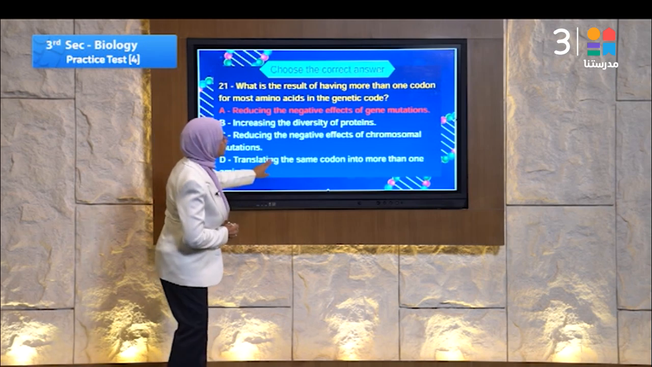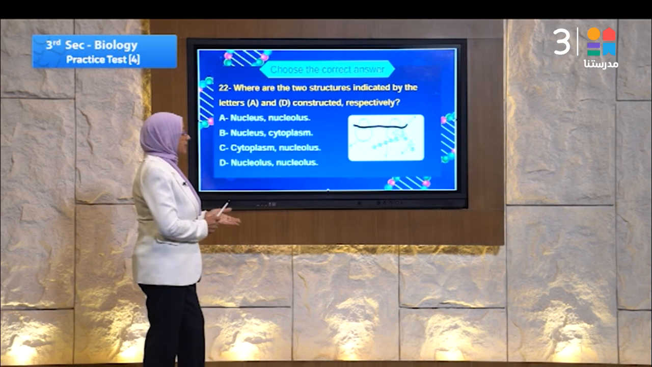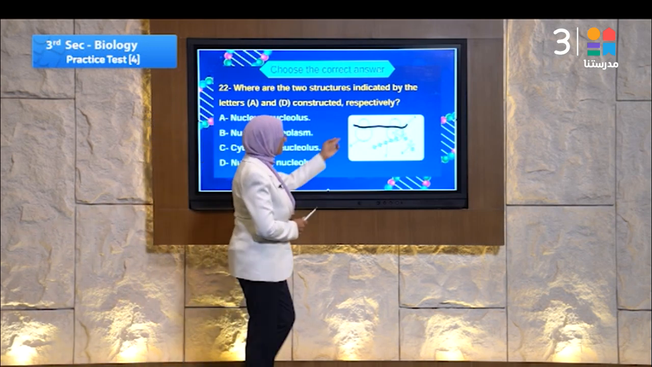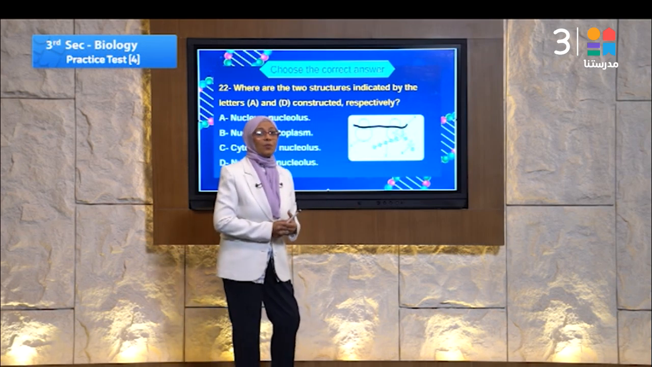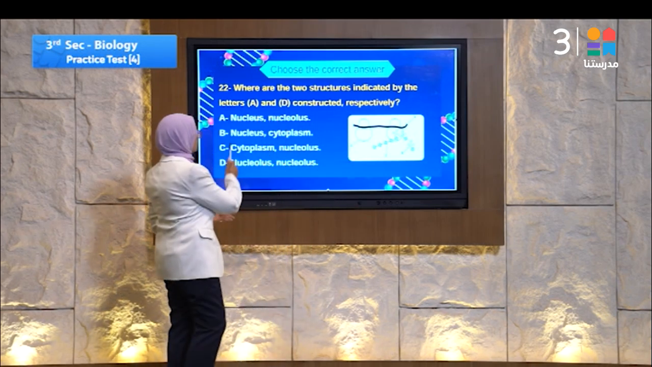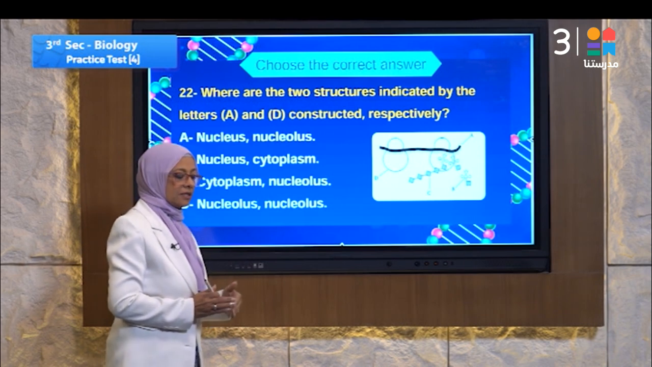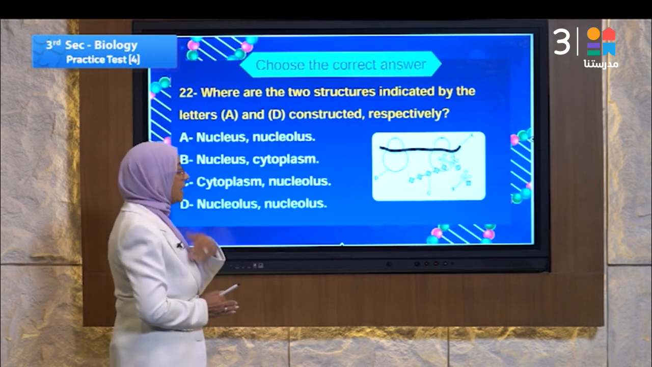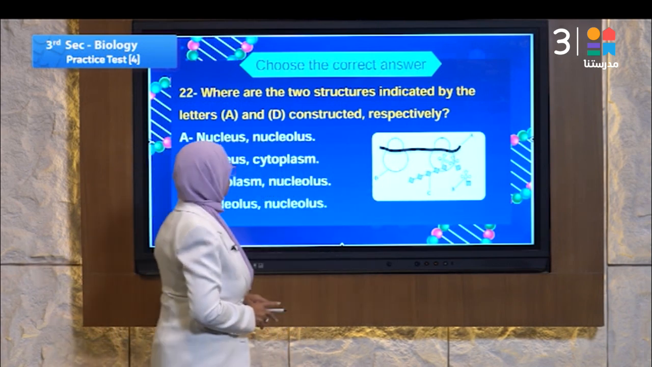Let's go to number 22. We have a figure. The figure here is about a type of RNA and another type of RNA. Where are they found? That's the question. Let's read the question. Where are the two structures indicated by the letters A and D constructed respectively? Constructed means formed, built. Number A and number D.